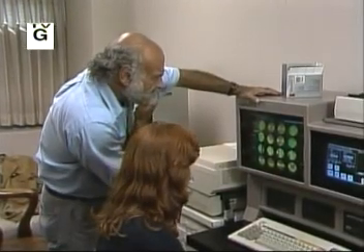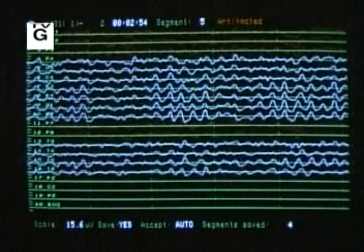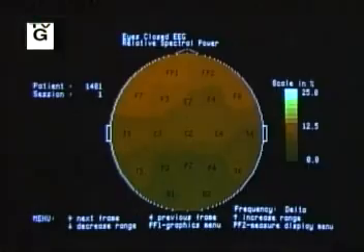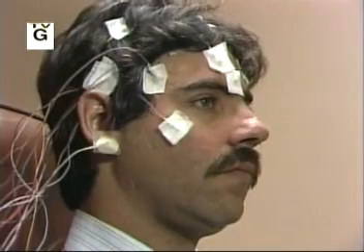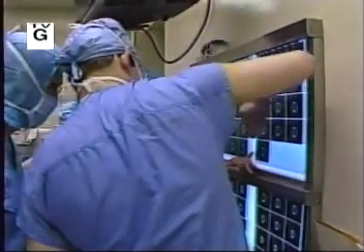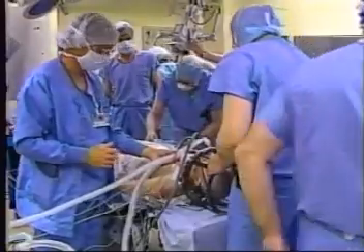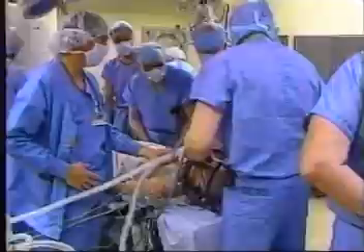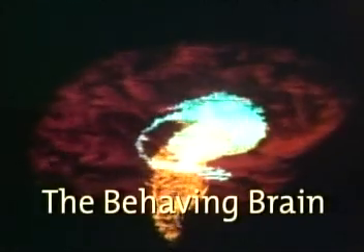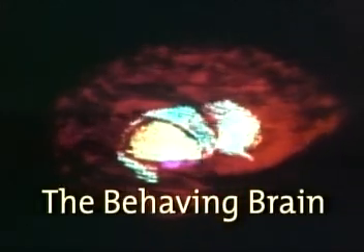Can new computer techniques tell if a person is an alcoholic, a manic depressive, or a schizophrenic, or if he might become one in the future? Can transplanting healthy tissue into the brain help treat disease or actually improve memory? The Behaving Brain, this time on Discovering Psychology.